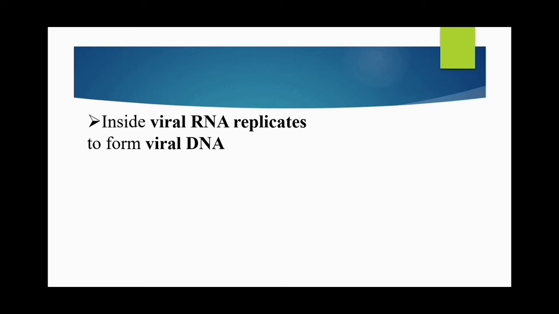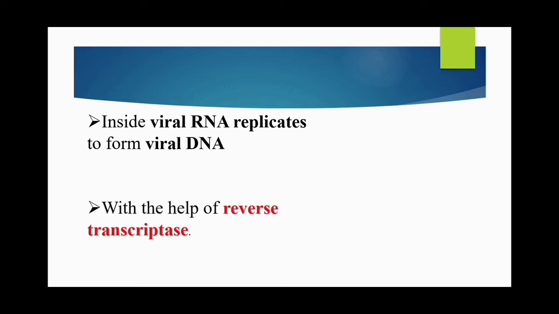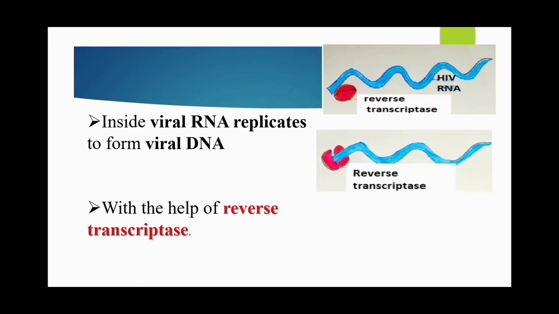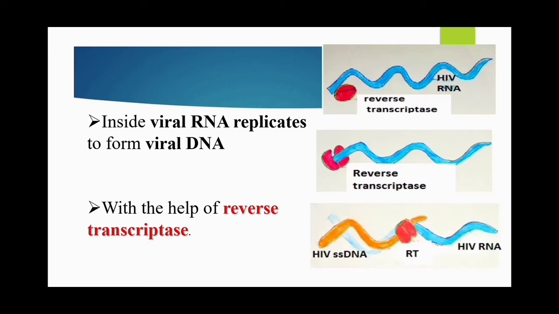We know HIV RNA is single stranded and it is attached with the enzyme reverse transcriptase. See the figure. Slowly it starts to move over the RNA and starts to make DNA. In the third figure, the newly formed HIV single stranded DNA you can see in the light brown color.